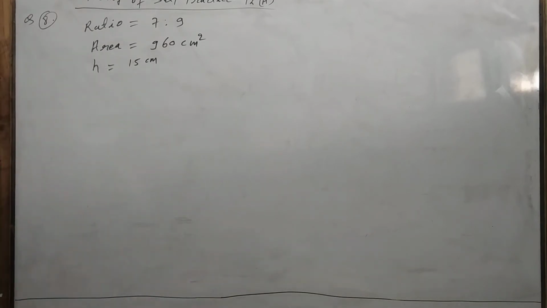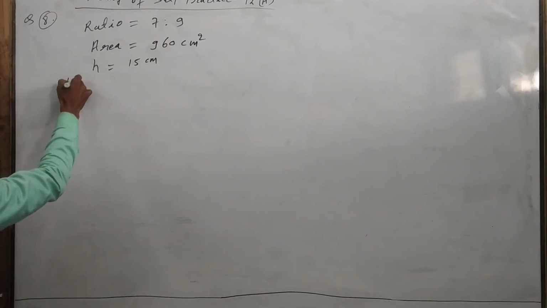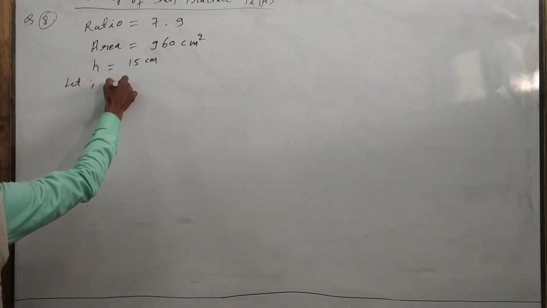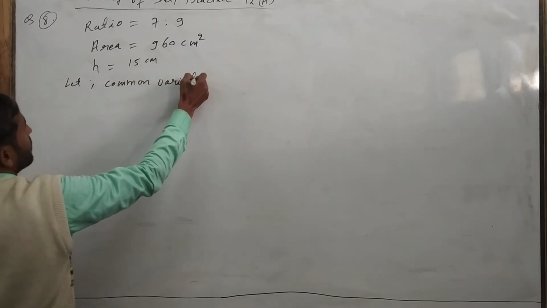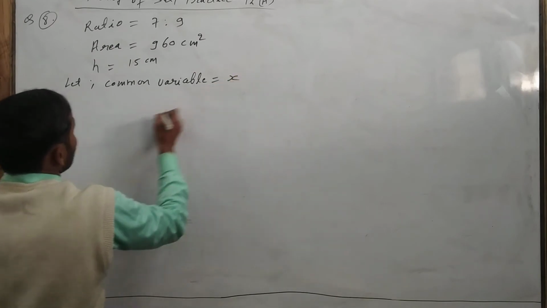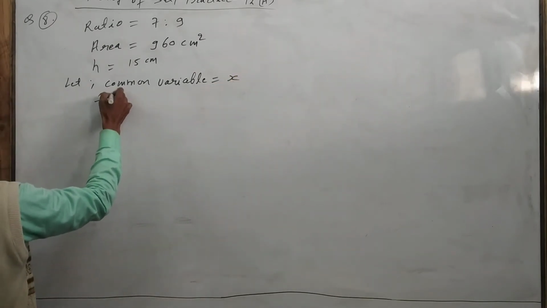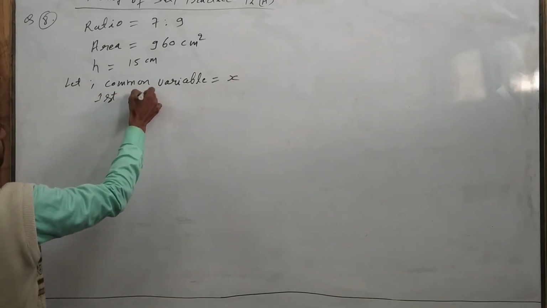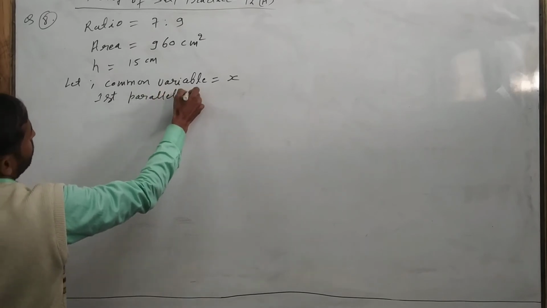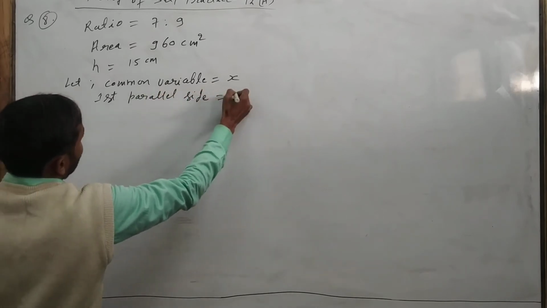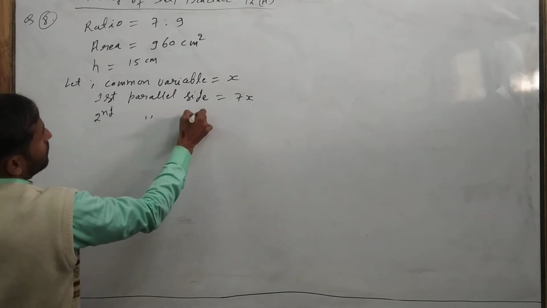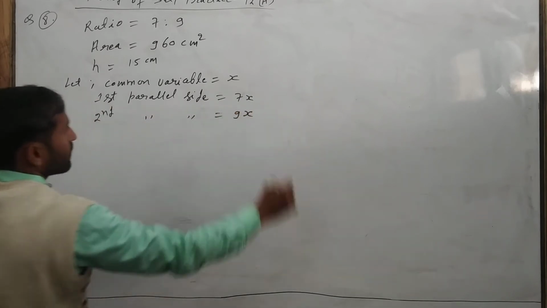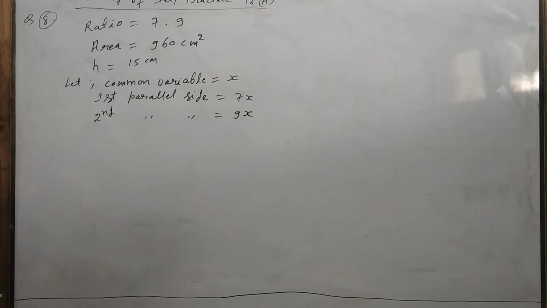Here the ratio is given, so just suppose a common variable. Let the common variable be x. So the first parallel side will come 7x, and the second parallel side will come 9x. Now we have to use the formula for the area of a trapezium.